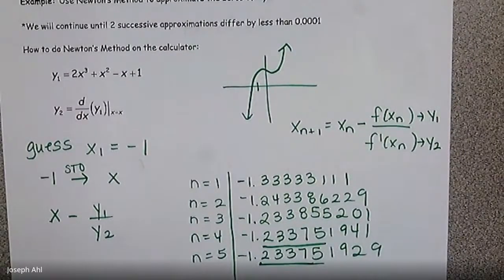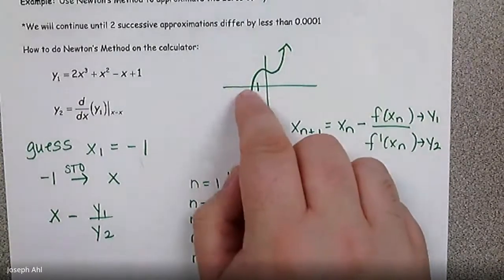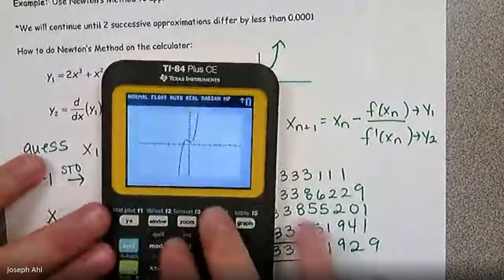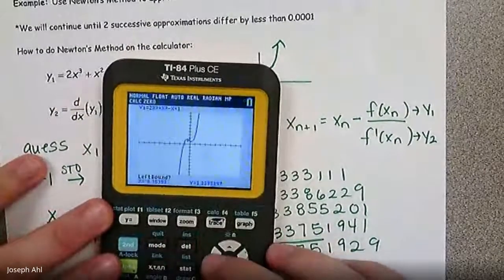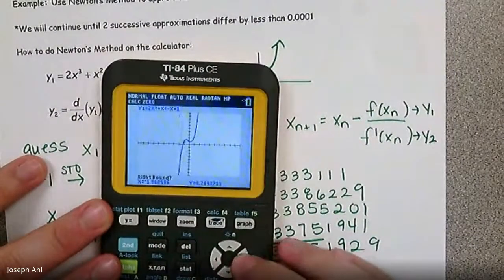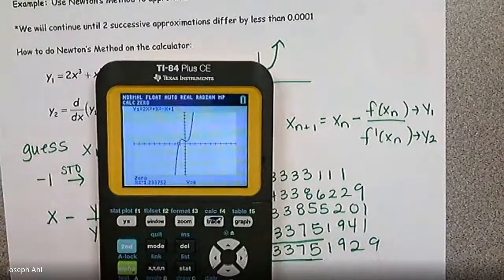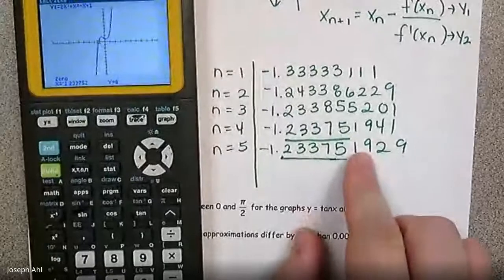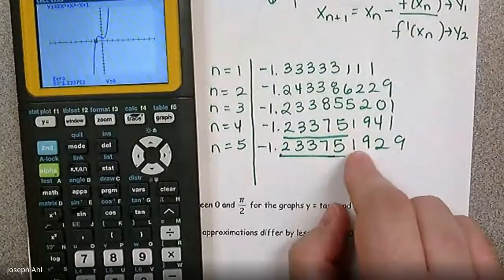But if we were to actually calculate the root, we should be able to find that the calculation of this root is really, really close to -1.23375. In fact, let me go back and confirm that real quick. If I go to the graph, we can do second trace, calculate the 0, and go to the left and right. The actual root is at -1.233752. Look how good we are with our running of Newton's approximation here.